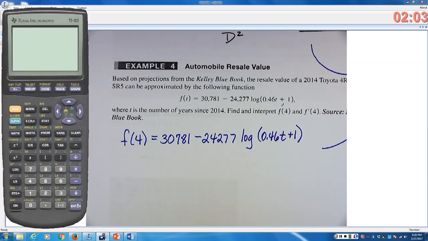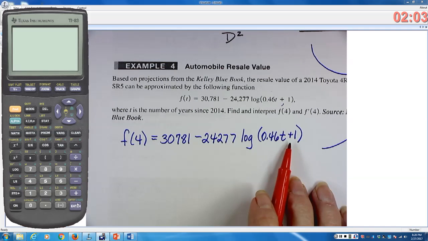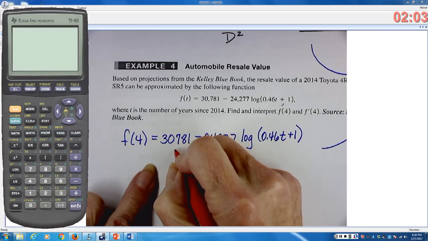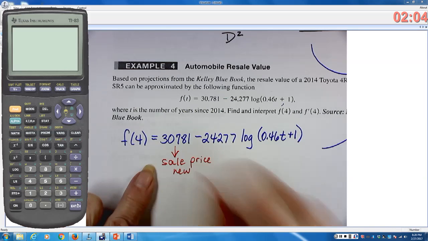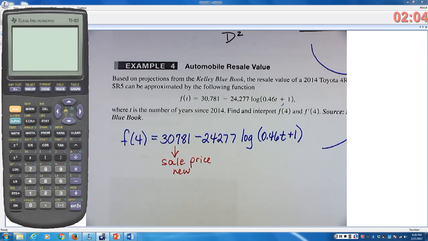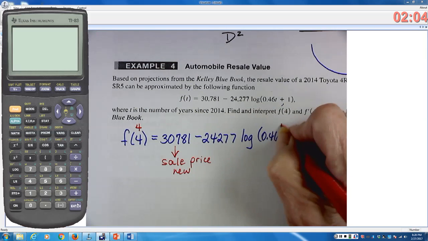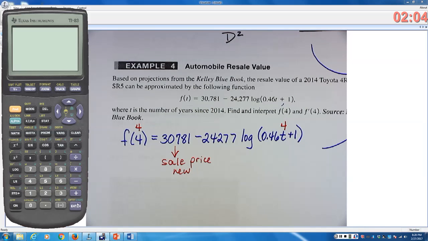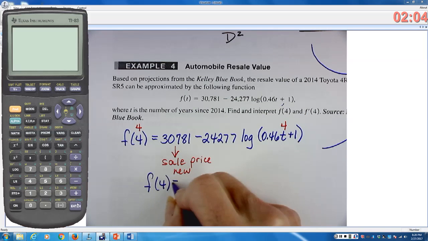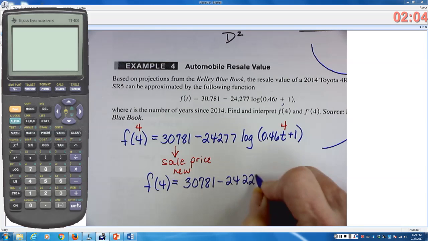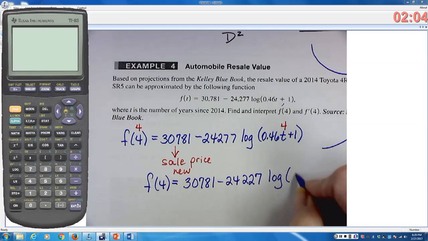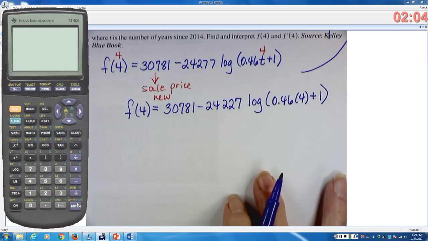is that. And just as a little aside, since this is basically a function that has this constant here, if t were equal to 0, that's probably the sale price of the car new. Okay? But they want to know, what if it's 4 years old? So we're going to plug in 4 years. That's just an arithmetic problem.